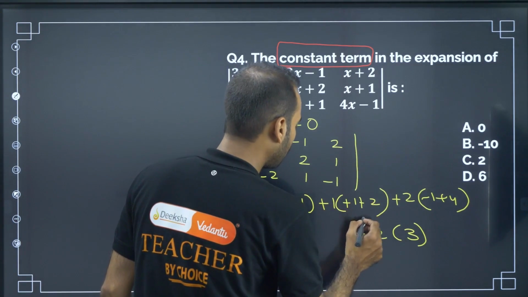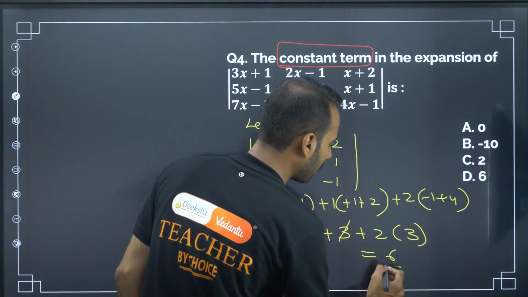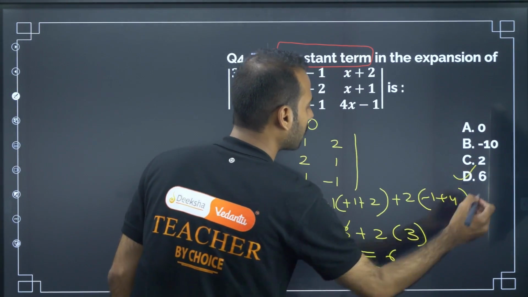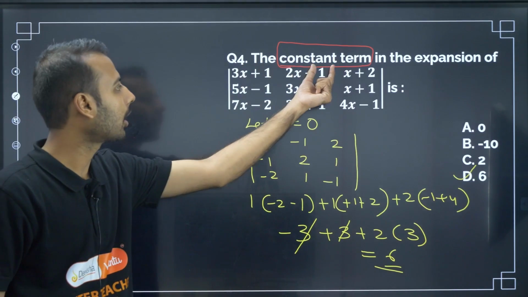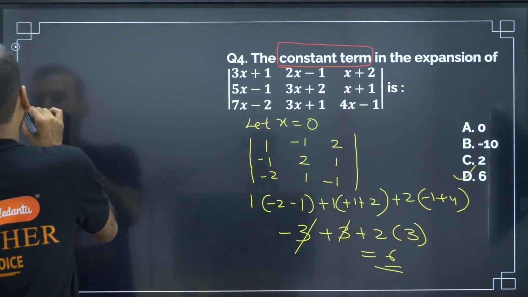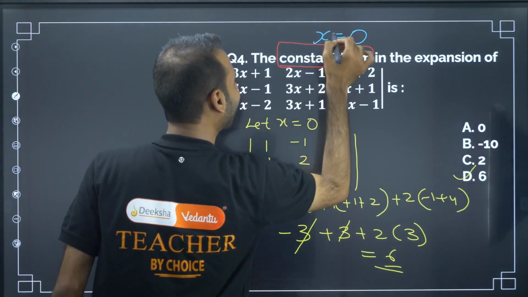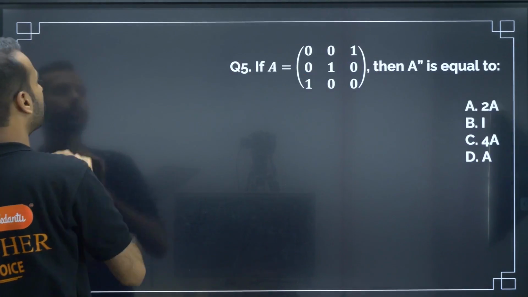So it is 1 plus 2, it is plus 3. So negative 3 and positive 3 get cancelled, 2 3s are 6, 2 3s are 6. So the answer for this is 6. Constant term means you make x equal to 0. That is what they are saying. Constant term means the variable should not be there, and the variable should not be there means x is equal to 0. We have to make it. Next, moving on to next.